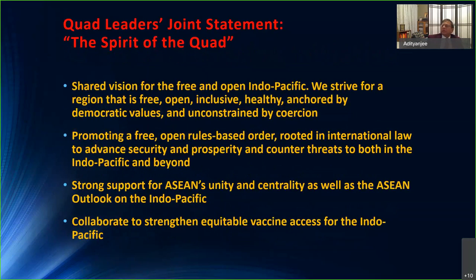So what does the joint statement of the leaders say? We have a shared vision for the free and open Indo-Pacific. We strive for a region that is free and open, inclusive, healthy, anchored by democratic values and unconstrained by coercion. And that has to be noted down, unconstrained by coercion. We are for promoting a free and open rules-based order. That is the terminology these days, RBO, rules-based order, rooted in international law to advance security and prosperity and counter threats to both in Indo-Pacific and beyond.